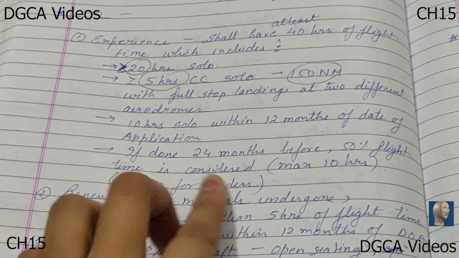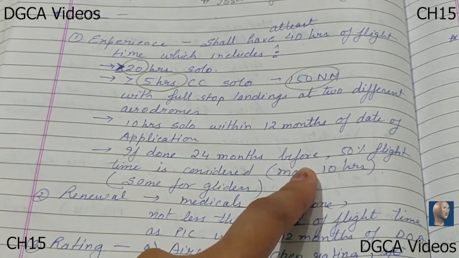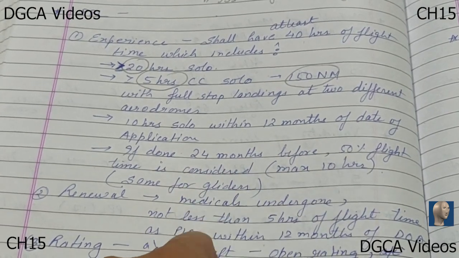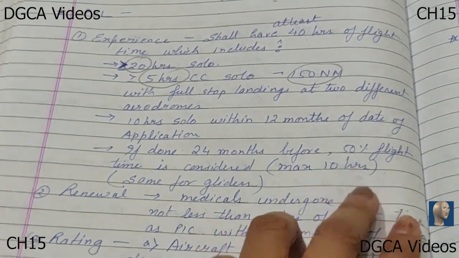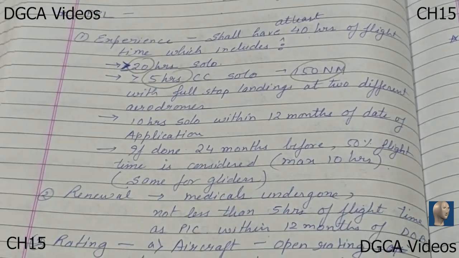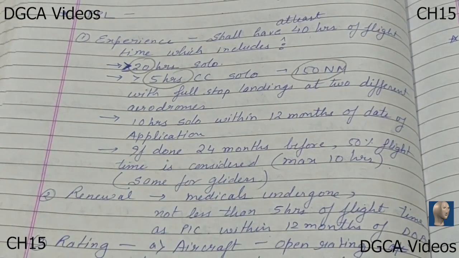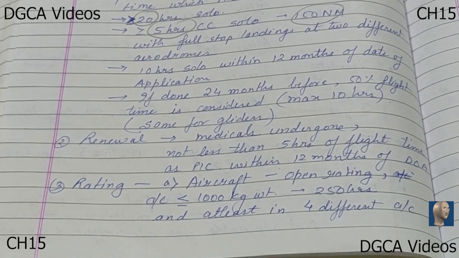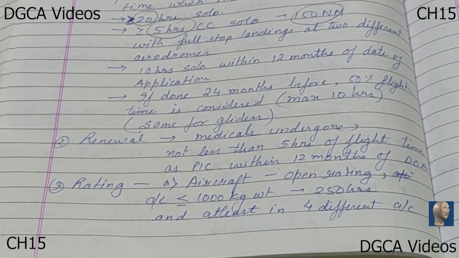Next coming up is if it was done 24 months before. Yes, if it has been done 24 months before, then only 50% of the total flying would be taken and the maximum would be 10 hours. Self-explanatory. And the same thing is for gliders. The flying training should be done in accordance with the syllabus prescribed by the Directorate General, of course.